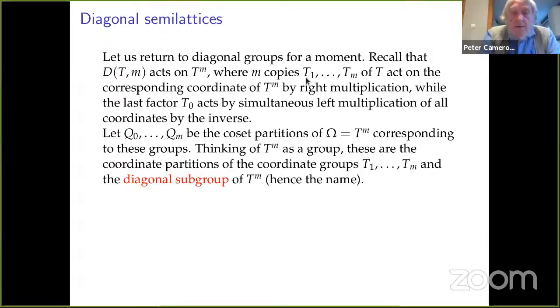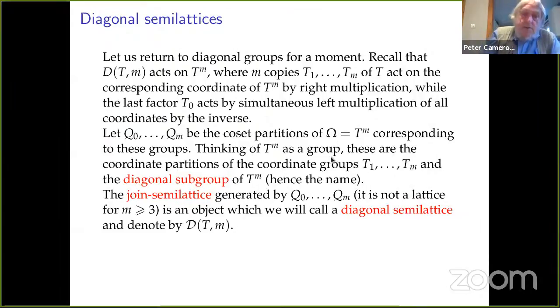And if you think about the coset partitions corresponding to T1 to TM, they will just give you the minimal elements in the cut. So you can think of T to the M as the set of all words of length M over the alphabet T. There'll be a Cartesian lattice there, and T1 to TM will be the minimal non-trivial partitions in the Cartesian lattice. And T0 will give you another partition which somehow cuts across all of those. And these lie in the diagonal group.